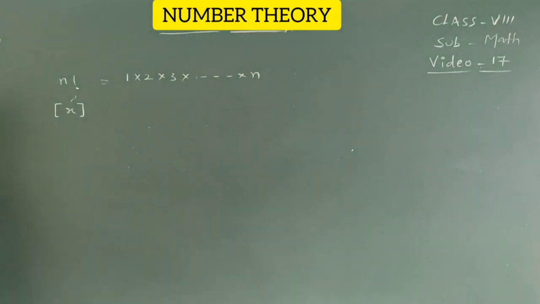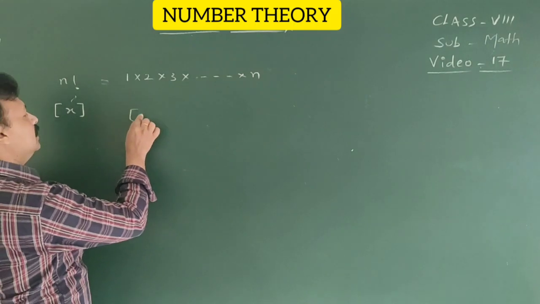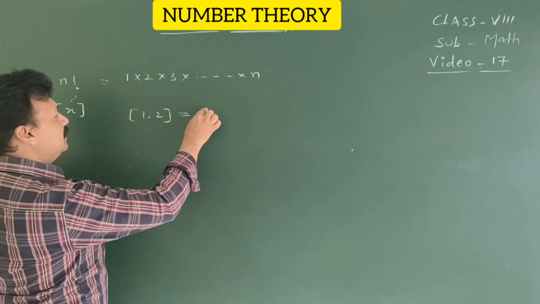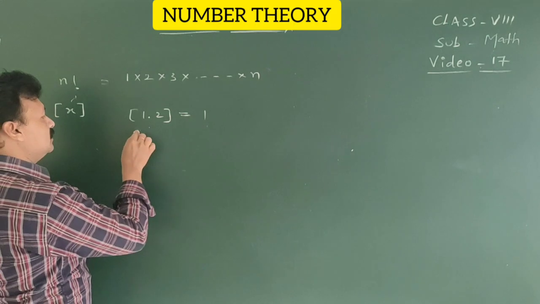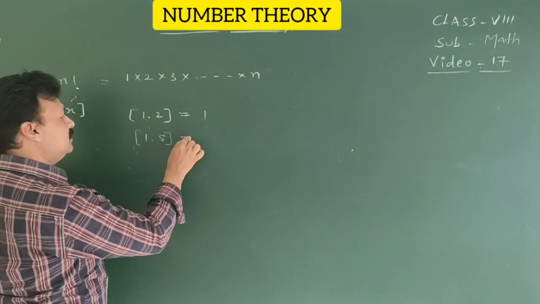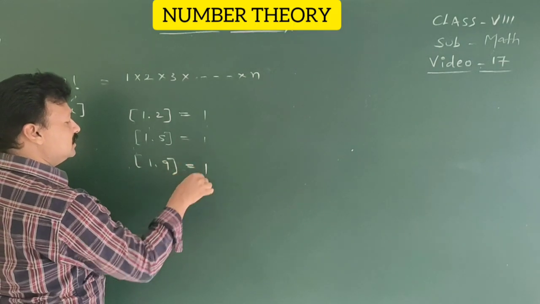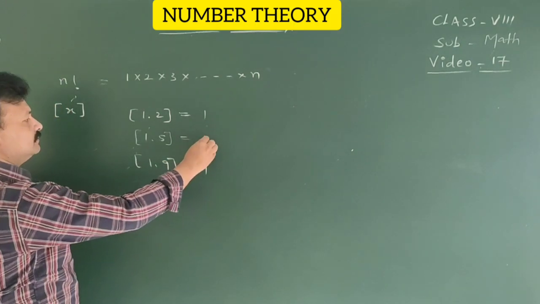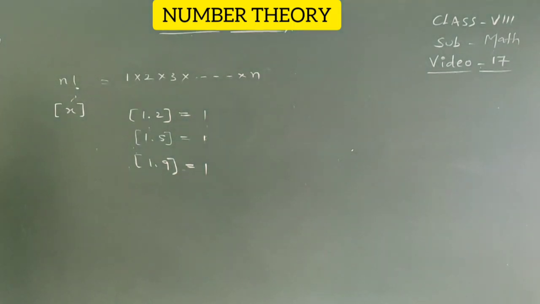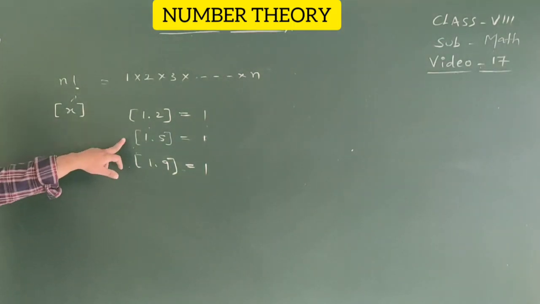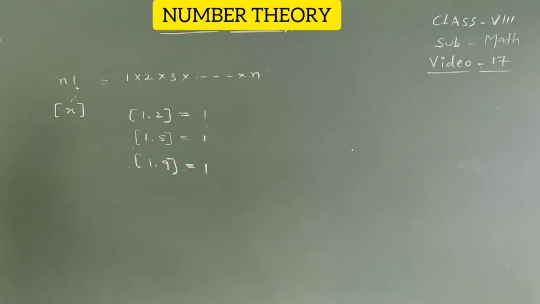Here, the step of x is the integral part of x, always less than or equal to x. For example, 1.2 is given. Step of 1.2 is 1. Step of 1.5 is also 1 only. Step of 1.9 also gives 1. Don't confuse these two things. That's why I explained those properties also in the previous video.